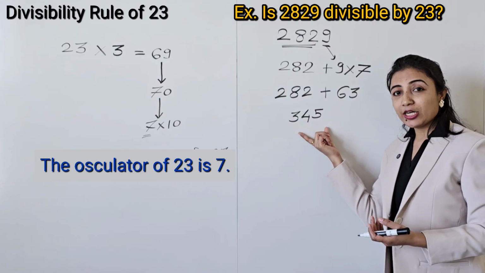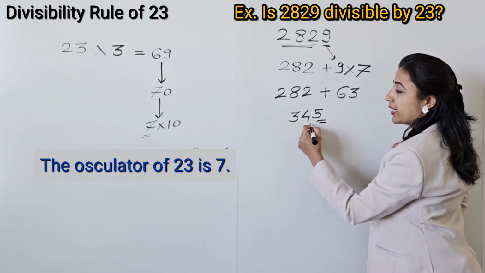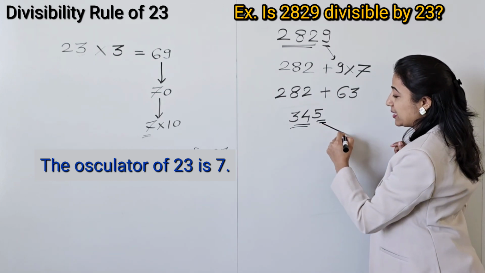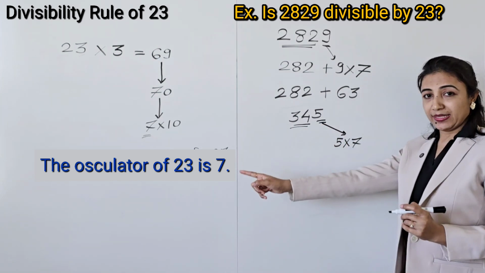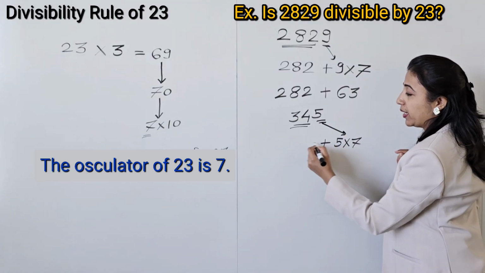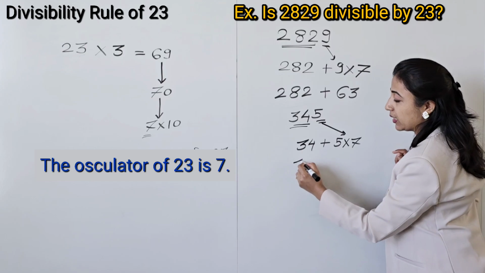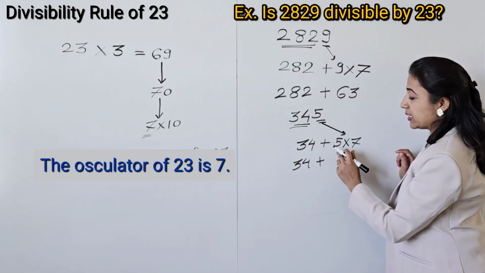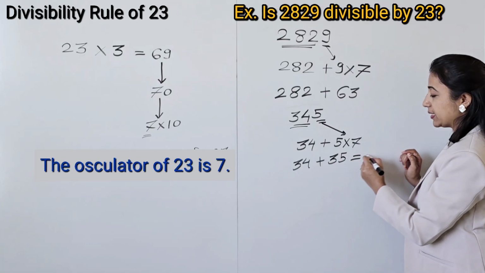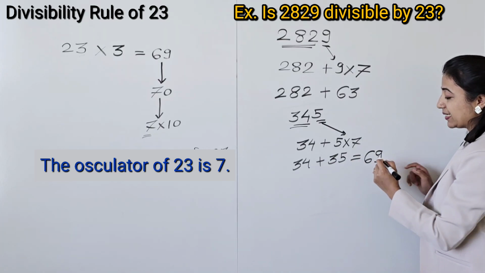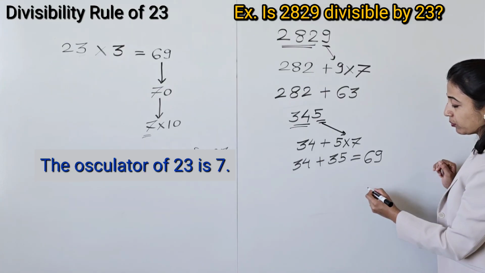But this number is large, so again we can repeat the same process. Again you have to break this number into two parts. Here the last digit is multiplied by the osculator number, which is 7, and add this product to the remaining part of the number. So here 34 plus 7 into 5, which is 35. Take the addition of these numbers. So it is 69.